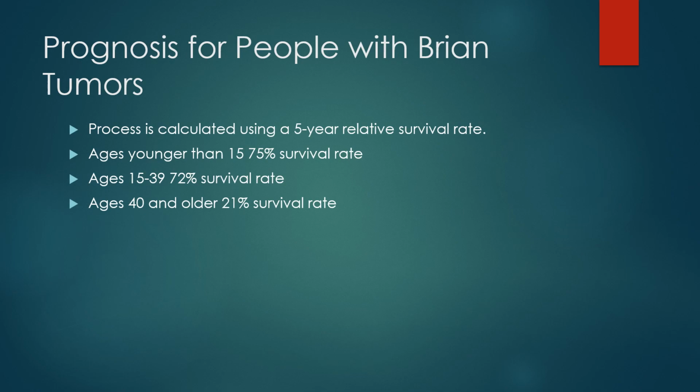The prognosis for people with brain tumors is calculated in a 5-year relative survival rate. Ages younger than 15 have a 75% survival rate. Ages 15 through 39 have a 72% survival rate. And ages 40 and older have a 21% survival rate.